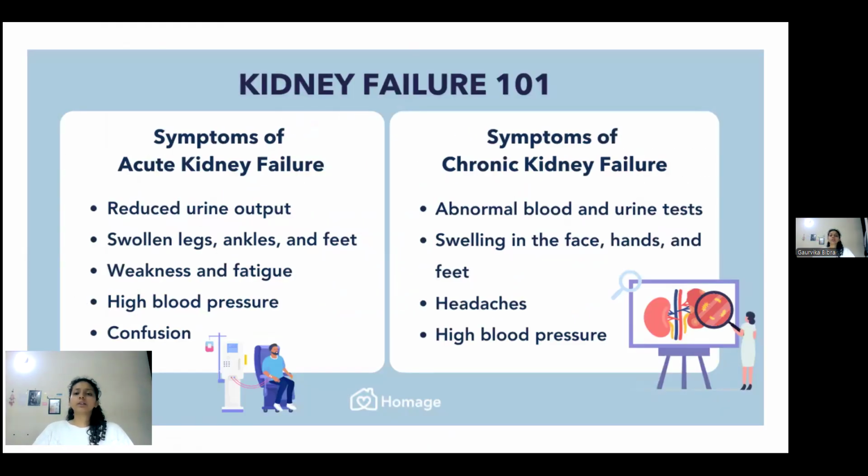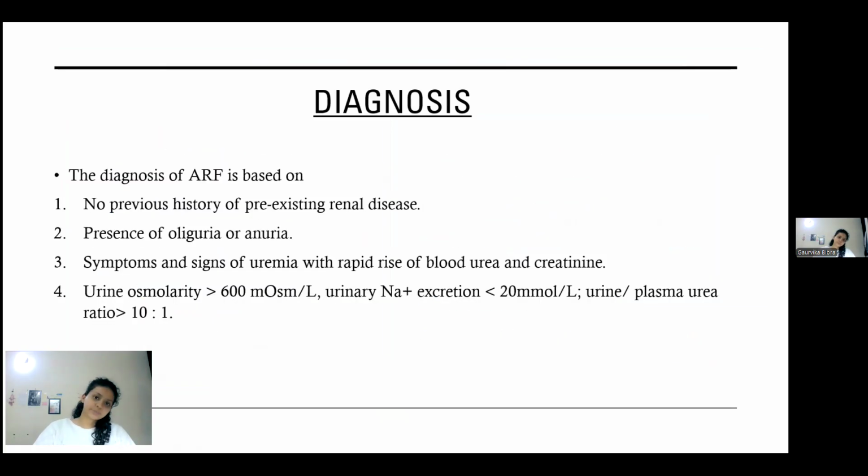Symptoms of acute and chronic renal failure differ. Acute includes reduced urine output, swollen legs, ankles, and feet, weakness and fatigue, high blood pressure, confusion. Chronic includes abnormal blood and urine tests, swelling in the face, hands and feet, headaches, high blood pressure.